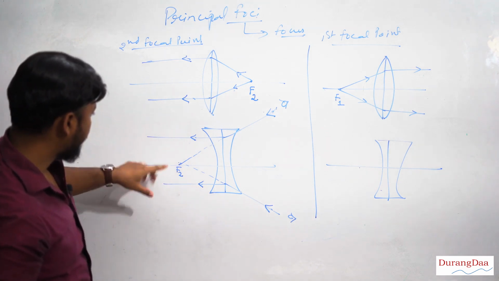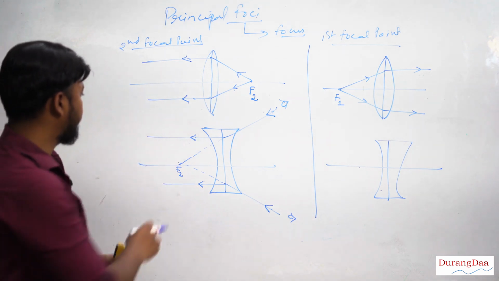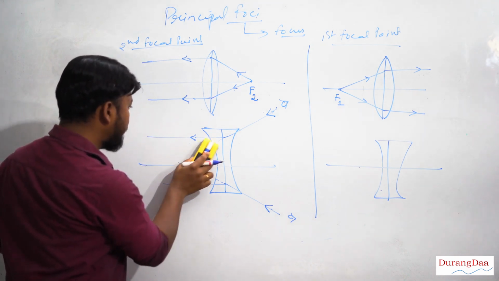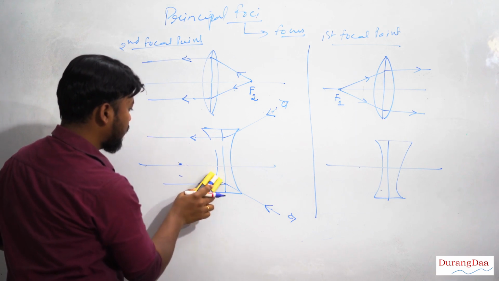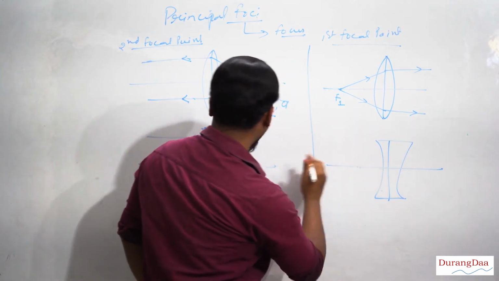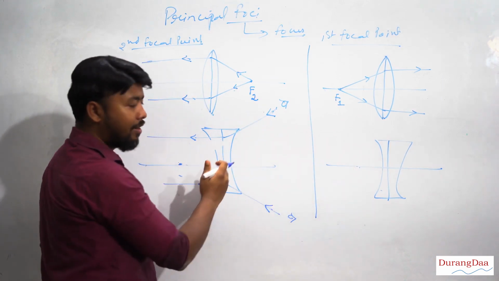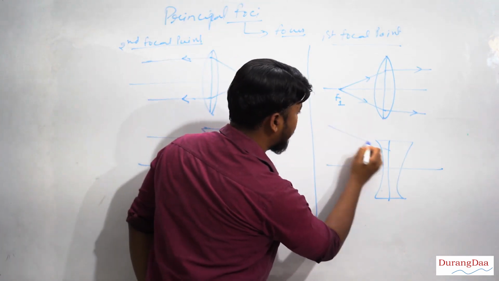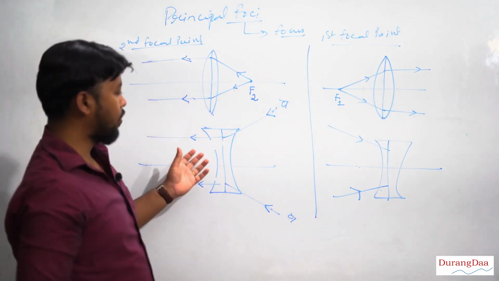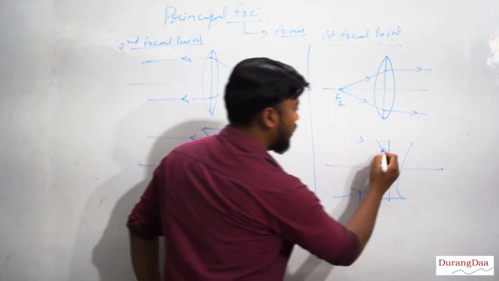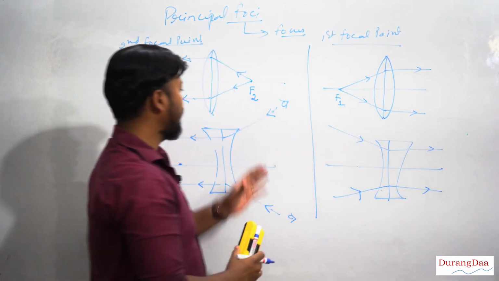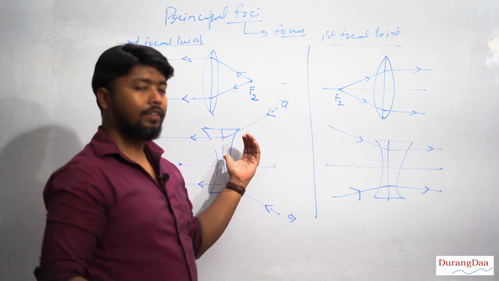In the same way, in this situation, what will happen? I will just draw this figure from the left hand side. If light rays were coming like this, according to this, after refraction, they should become parallel to the principal axis. Just the reverse figure of this figure.